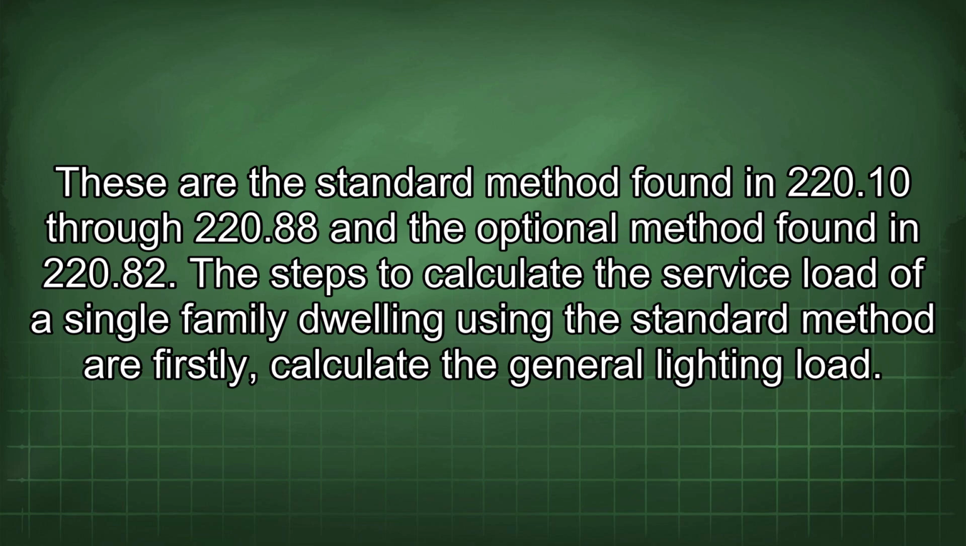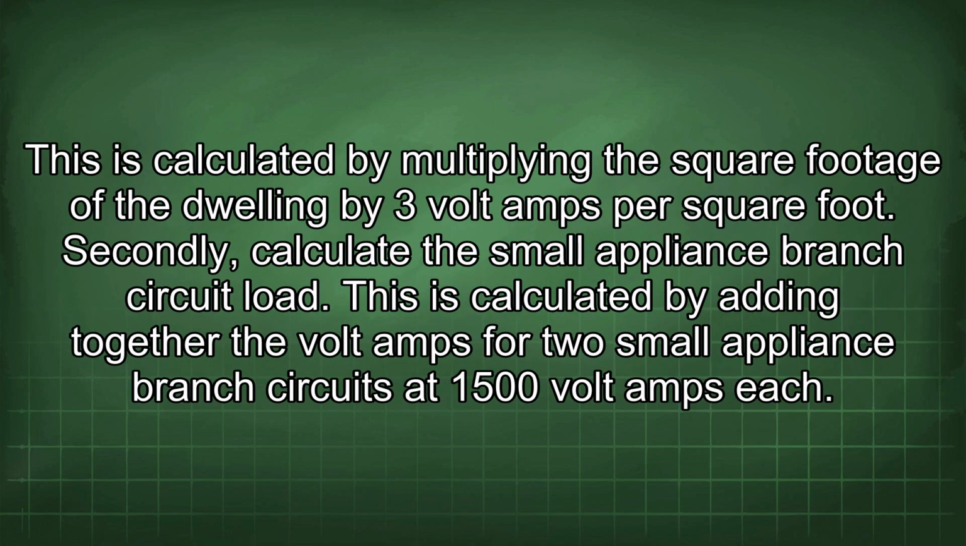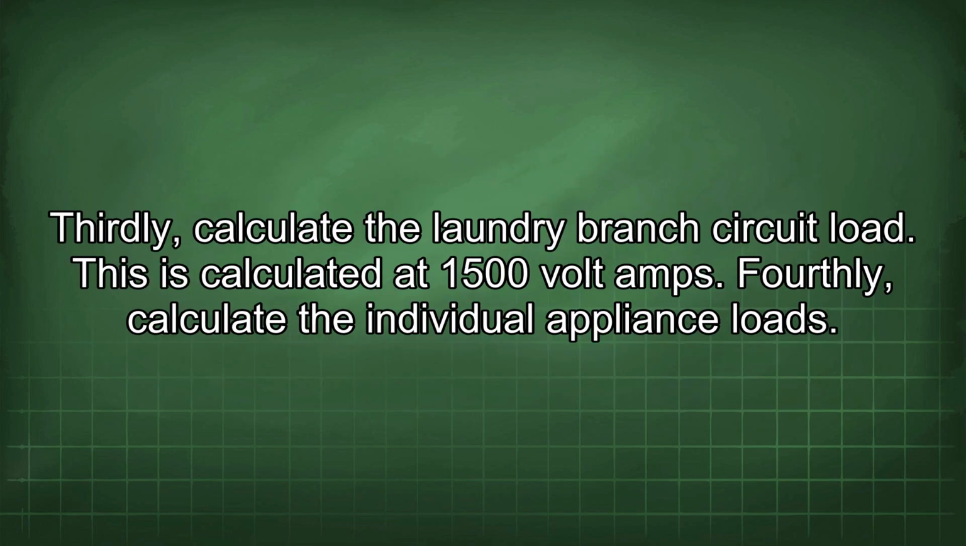The steps to calculate the service load of a single-family dwelling using the standard method are: firstly, calculate the general lighting load. This is calculated by multiplying the square footage of the dwelling by 3 volt amps per square foot. Secondly, calculate the small appliance branch circuit load. This is calculated by adding together the volt amps for 2 small appliance branch circuits at 1500 volt amps each. Thirdly, calculate the laundry branch circuit load. This is calculated at 1500 volt amps.